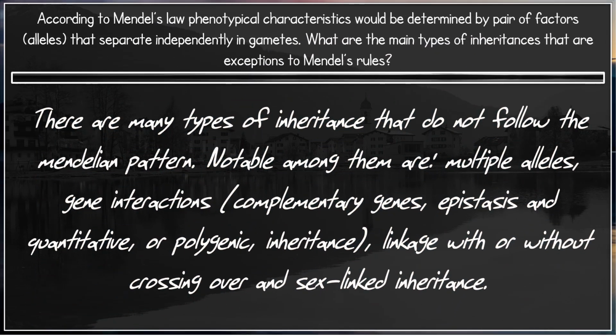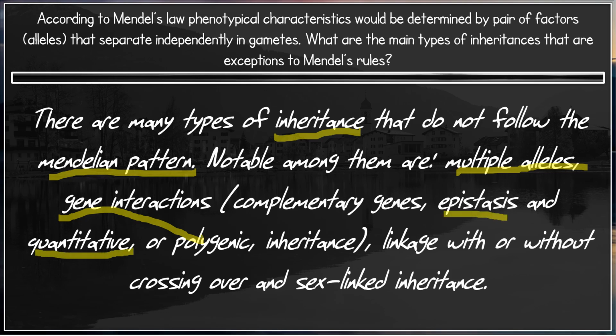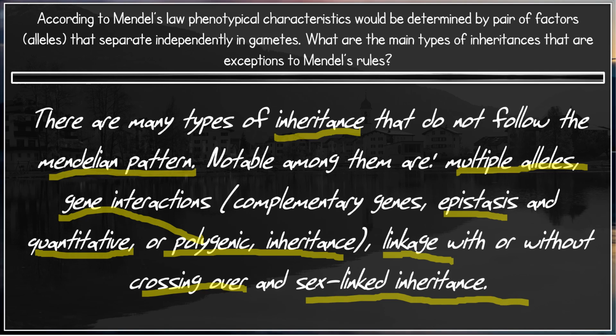There are many types of inheritance that do not follow Mendelian pattern. Notable among them are multiple alleles, gene interactions, complementary gene, epistasis, and quantitative or polygenic inheritance, linkage with or without crossing over, sex-linked inheritance.